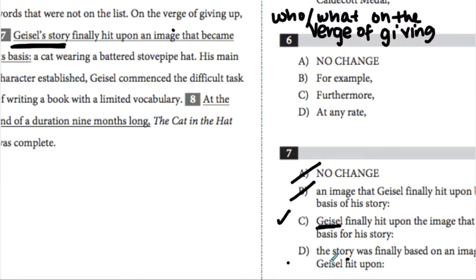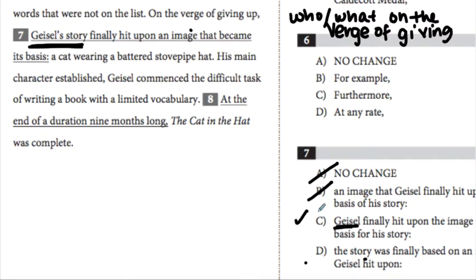And then I just checked D, and it says the story was finally based on. So this was just a really good example of what we talked about when we talked about clarity, the dangling modifier. So look very carefully. Remember, I've said that usually it's a clarity question when they start changing the words around.